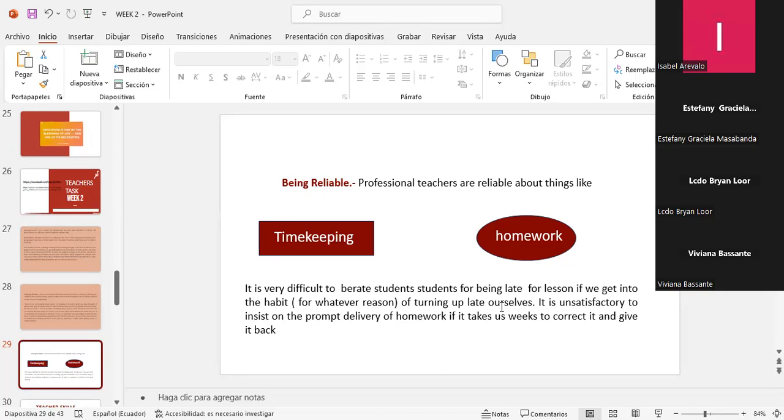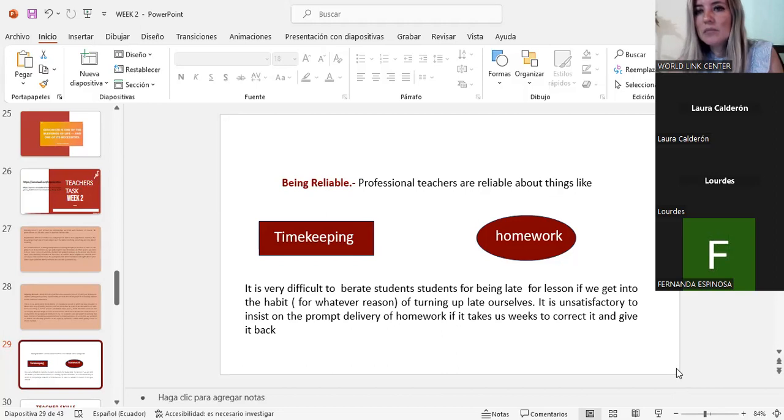What happened long time ago? If you don't present a homework to your teacher, you fail. So the student has 0, right? But nowadays they have the opportunity to a second chance or third chance. The important thing for me is that the student presents the homework.